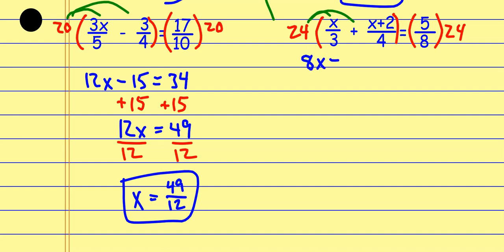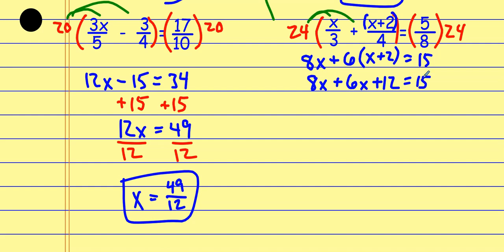The second fraction is a little tricky. 24 divided by 4 is a 6, but then it's still times that entire numerator, which is an x plus 2. Don't forget that there's still invisible parentheses here, okay? And I still have to use those parentheses to finish solving this thing. Over here, 24 divided by 8 is a 3, times 5 is a 15. And now I can distribute. That's a 6x plus 12.